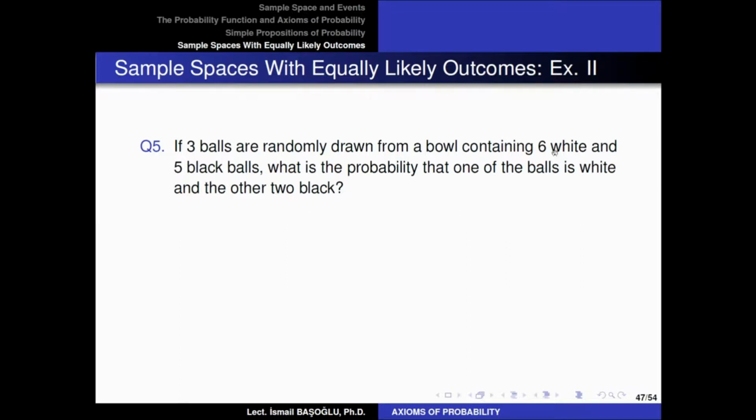So here's the case. We have a bowl. In that bowl, there are 11 balls, and 6 of them are white and 5 of them are black. Now, we are randomly selecting 3 balls from that bowl, and the question is asking the probability that we get a single white and 2 black balls among this. So what is the probability of selecting 1 white and 2 black balls in that random selection process?